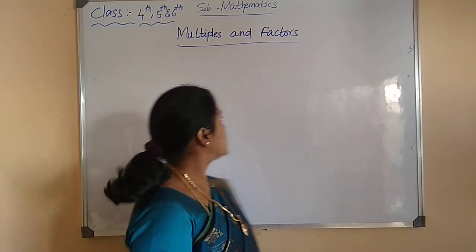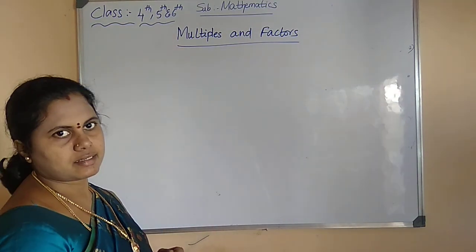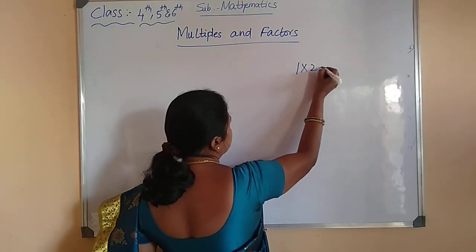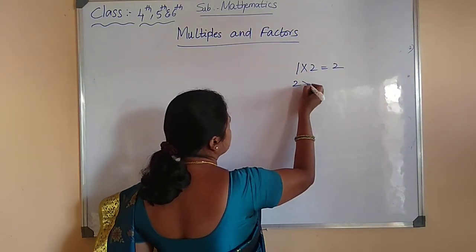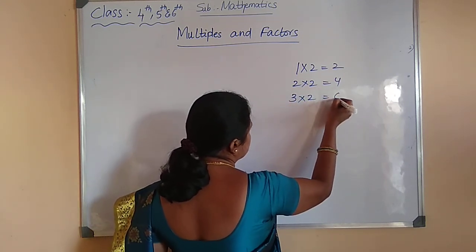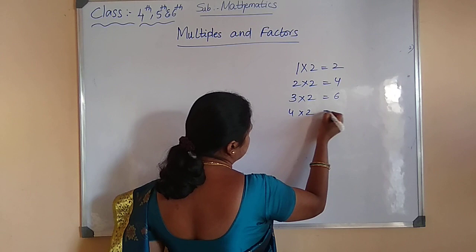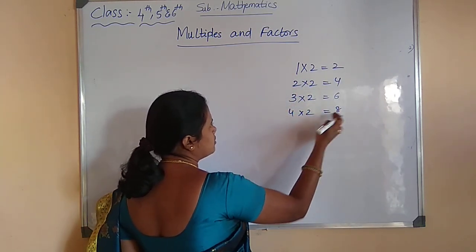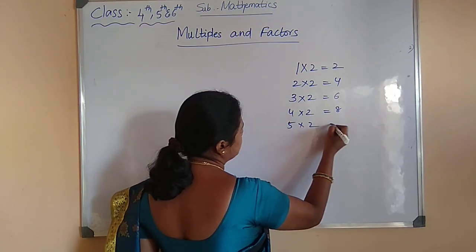Now I am going to teach multiples and factors. Observe this. 1 into 2 is equal to 2. 2 into 2 is equal to 4. 3 into 2 is equal to 6. 4 into 2 is equal to 8. 1 2s are 2, 2 2s are 4, 3 2s are 6, 4 2s are 8, 5 2s are 10.